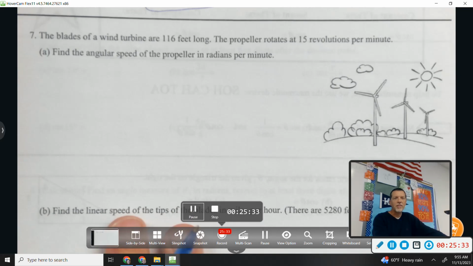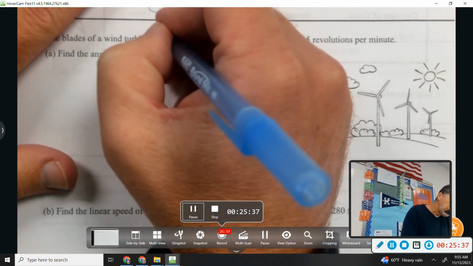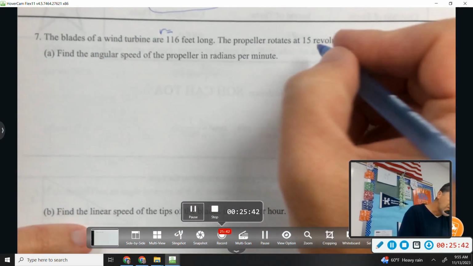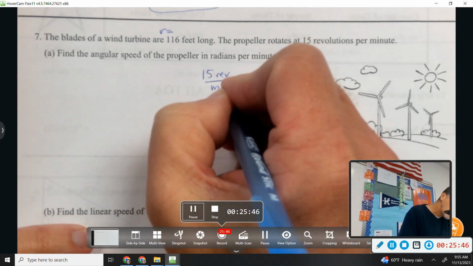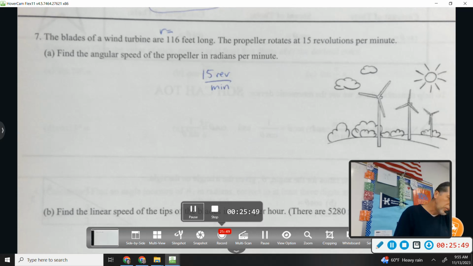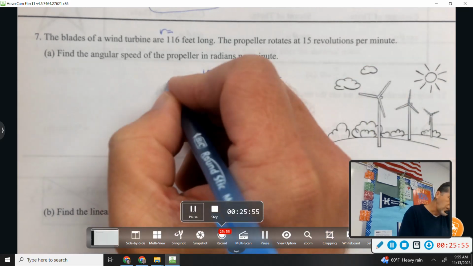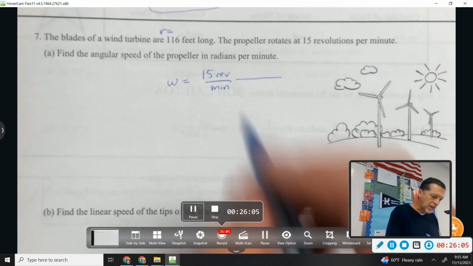Number 7, the blades of a wind turbine are 116 feet long. That sounds like an R already. The propeller rotates at 15 revolutions per minute. Find the angular speed of the propeller in radians per minute. Okay, so I've got an omega, but I've got the units that I don't want. So I like the minutes. I don't want the revolutions.